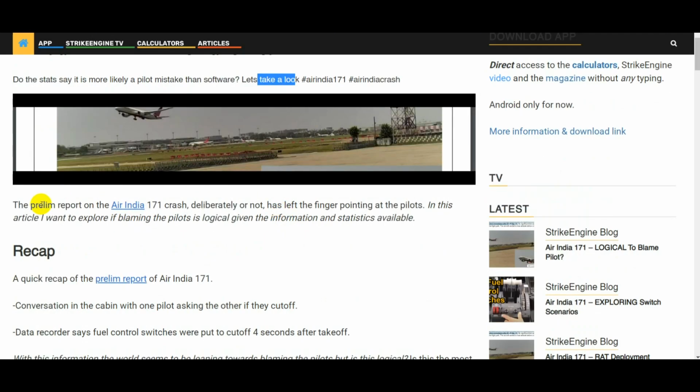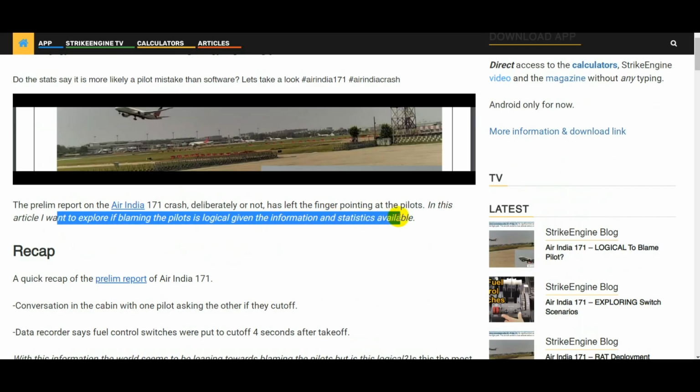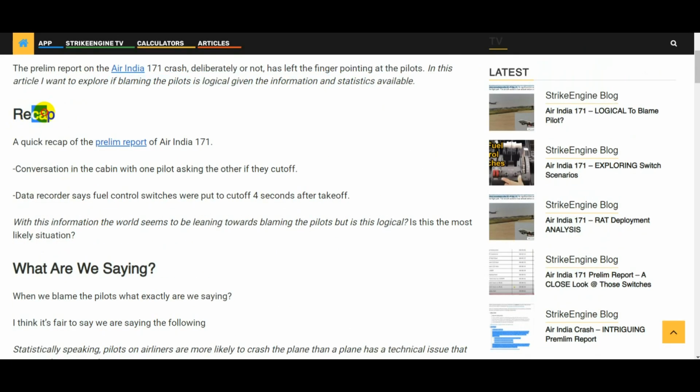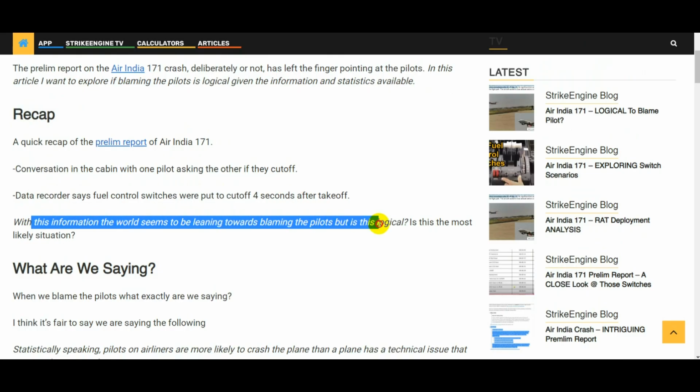So the prelim report, quick recap, the prelim report of the Air India 171 crash, deliberately or not, has left the finger pointing at the pilots. In this article I want to explore if blaming the pilots is logical given the information and statistics available. So quick recap of what the preliminary report of Air India 171 has said. Conversation in the cabin with one pilot asking the other if they cut off. And the data recorder says fuel control switches were put to cut off 4 seconds after takeoff. So with this information, the world seems to be leaning towards blaming the pilots, but is this logical? Is this the most likely situation?